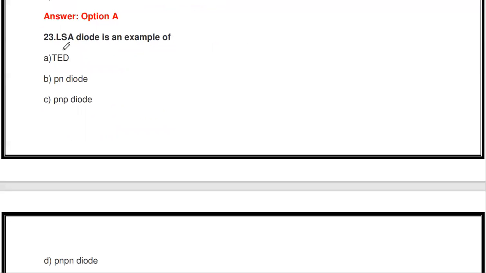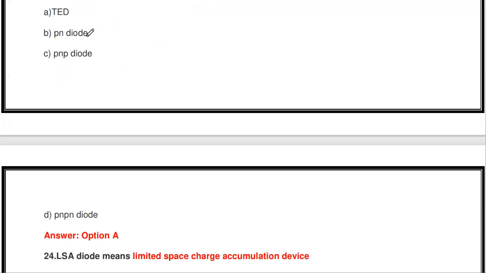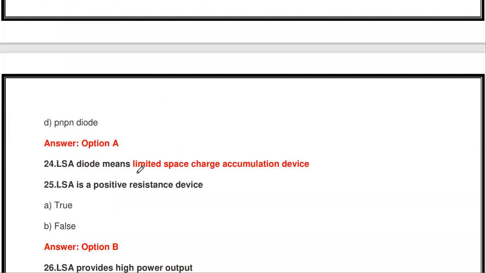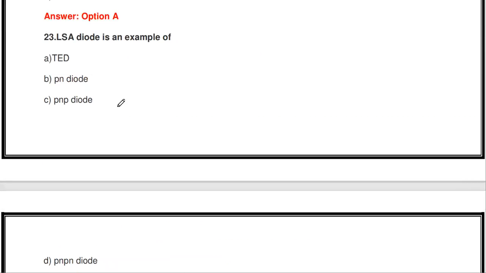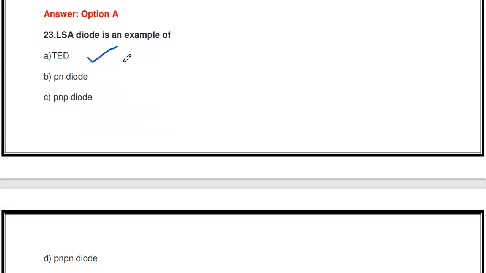The next one, the LSA diode is an example of dash. LSA means limited space charge accumulation device. There is one more category, the LSA device. So this LSA diode is an example of what? TED, transferred electron device, PN diode, PNP diode, PNPN diode? The LSA is an example of a transferred electron device. One category of TED is the LSA diode.